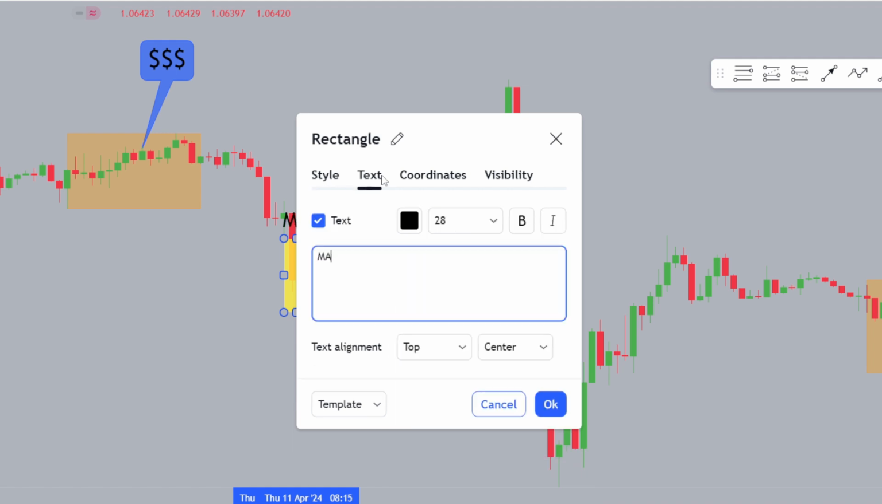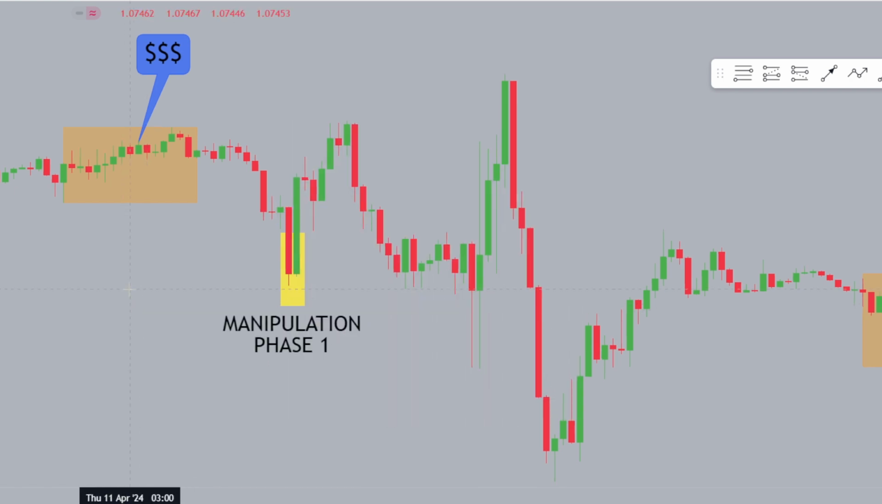We've seen what I call in the community manipulation phase one. And this is a bearish manipulation. It's a bearish manipulation simply because it went lower, right? We see a bearish manipulation, price sought lower prices, right?